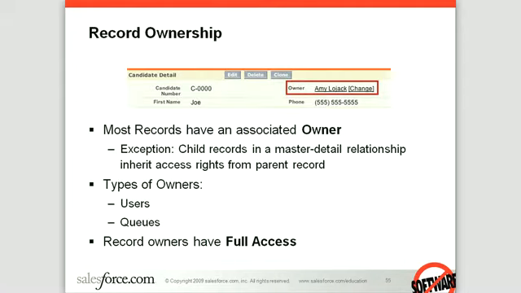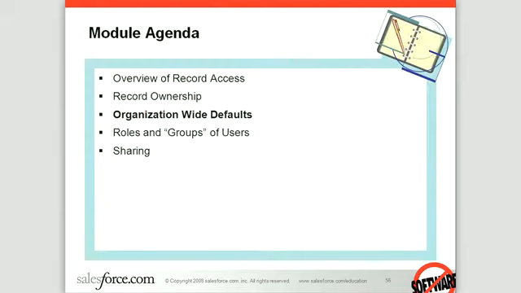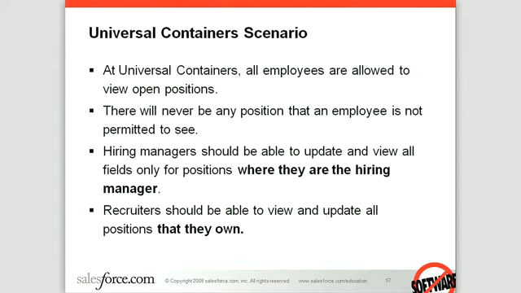All right. And then finally, owners have full access. There's only one owner for a record. If you want multiple people to be the owner, create a queue. That's what queues are for. All right, let's talk about our first feature that we're going to utilize to provide record level access. It's called org-wide defaults, or organization-wide defaults.